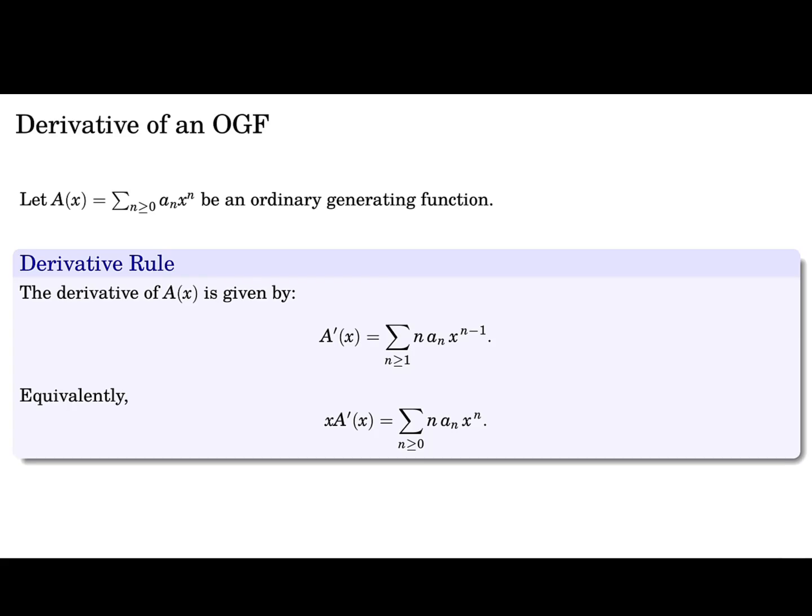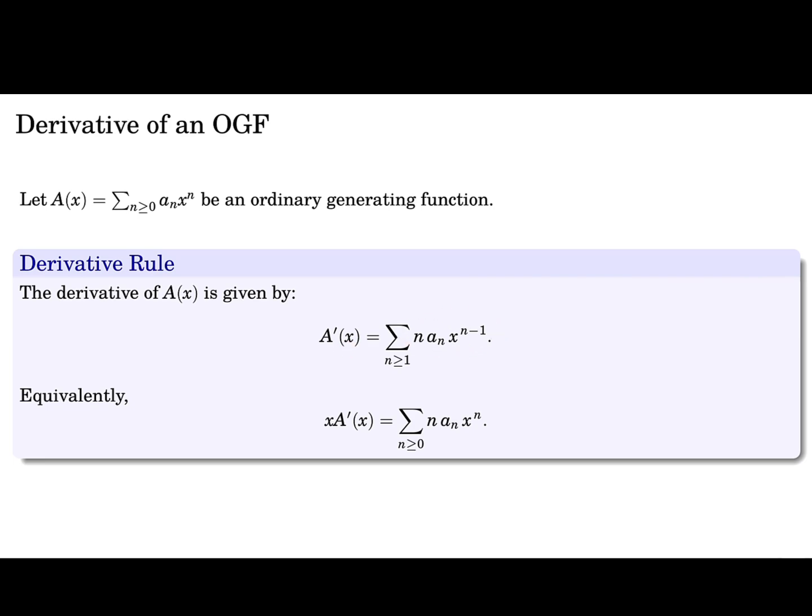Now let's look at another useful operation, taking derivatives. So suppose A(x) is our generating function for a sequence a_n. If we differentiate this term by term, the x to the n is going to go down and this becomes n a_n x to the n minus 1, right? So if we differentiate term by term, we get that the derivative of our generating function is given by this.